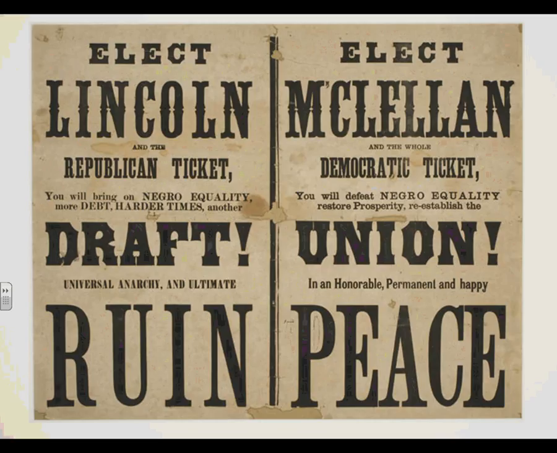It says, elect Lincoln and the Republican ticket, you will bring on Negro equality, more debt, harder times, another draft, universal anarchy, and ultimate ruin. Elect McClellan and the whole Democratic ticket, you will defeat Negro equality. They're not even pretending they're not racist, y'all. Those are the words they put on their actual sign.